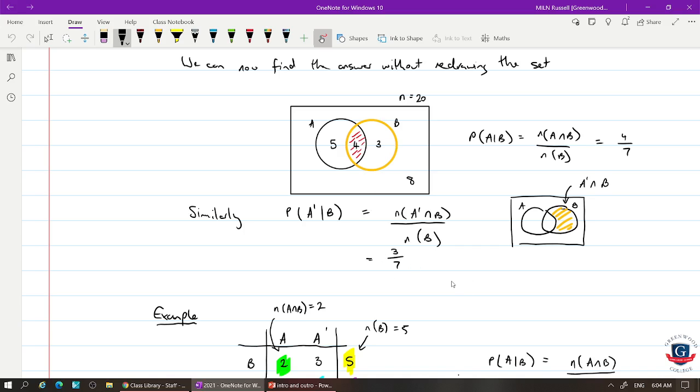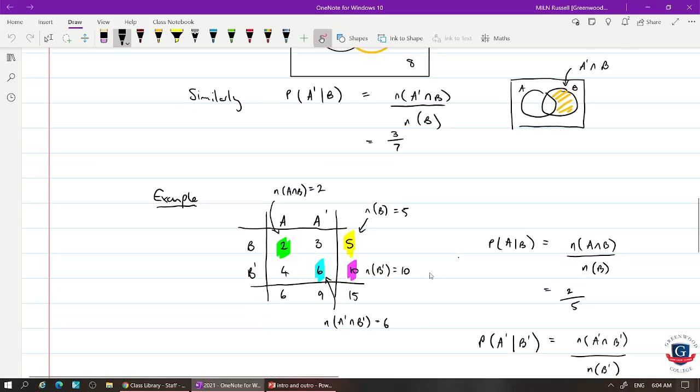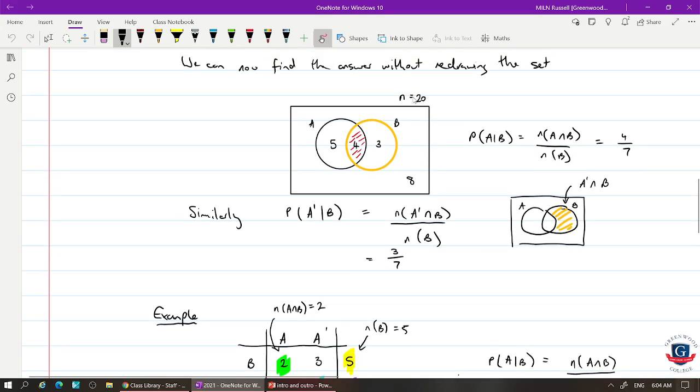Cool. Now we could also do that with a two-way table, remembering that the elements in the middle here, this is A intersection B, this is B intersection not A, this is not B intersection A, this is not B intersection not A. This value here is the number of elements in B. This is the number of elements in not B, this is the number of elements in not A, this is the number of elements in A, and that's the total elements in the set, the number that I typically put here on the outside.